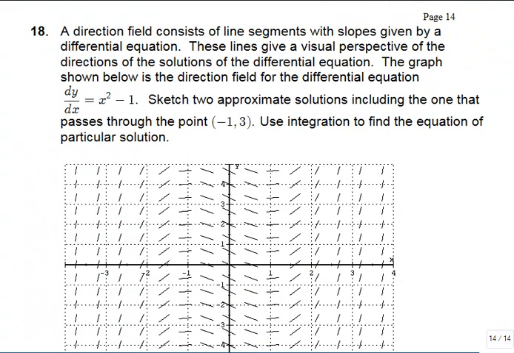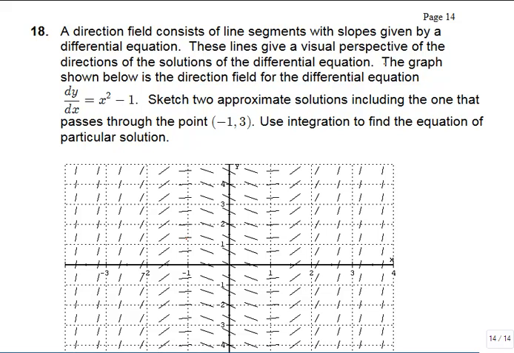All right, last example. A direction field consists of line segments with slopes given by a differential equation. These lines give a visual perspective of the directions of the solutions of the differential equation. Sometimes these are called slope fields. So each of these little dashed lines represents a slope. So if you see kind of a flat horizontal line, that means at that point the differential equation is supposed to have a 0 slope.